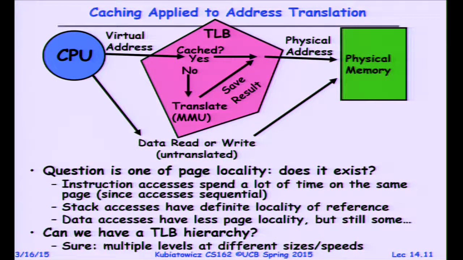Okay. Can we build a hierarchy of TLBs? Sure. You can actually have a TLB cache, which is a cache. There's a first level TLB and a second level TLB and a third level TLB, certainly. You can build multi-level TLBs, and people do.